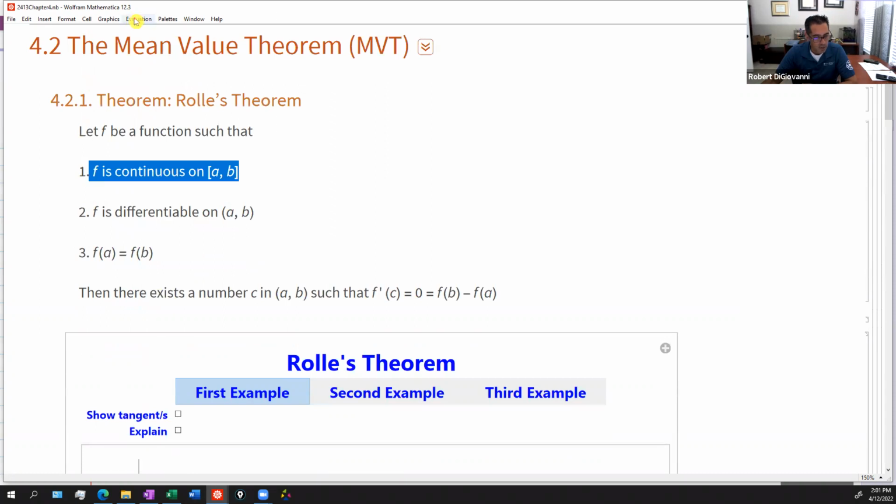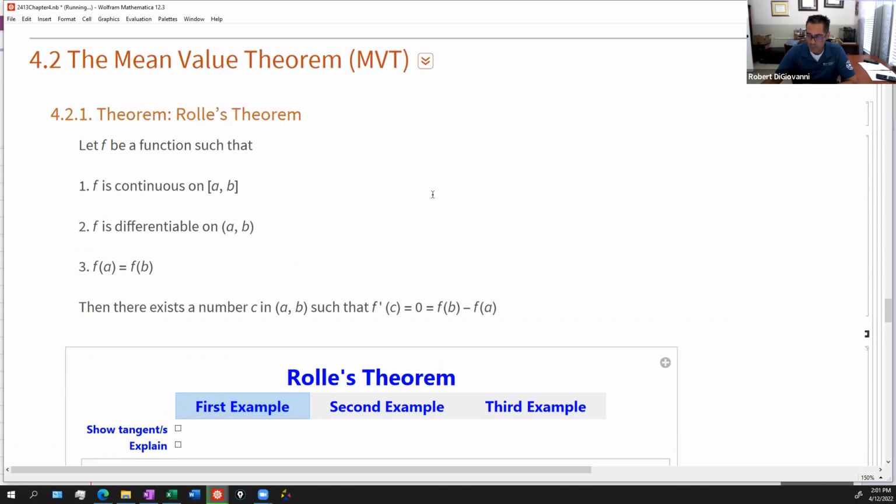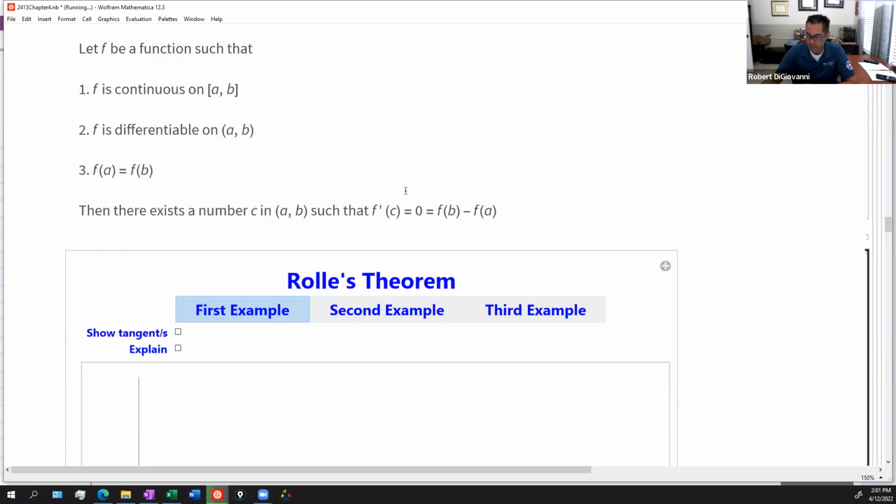Hold on, let me reevaluate this thing, evaluate the notebook. Give it a second.